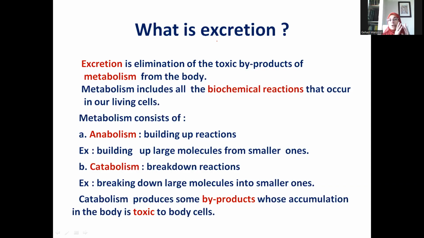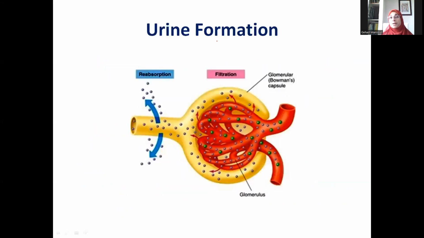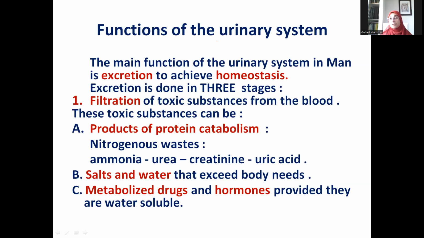Anabolism includes the reactions that build up, the building up reactions. And this means that we build up large molecules from smaller ones. Whereas catabolism includes all breaking down reactions, in which we start by big molecules and end up by having smaller molecules. Of course, catabolism is the main process that results in unwanted byproducts or waste products whose accumulation in the body is toxic. Now, what are the functions then of the urinary system?